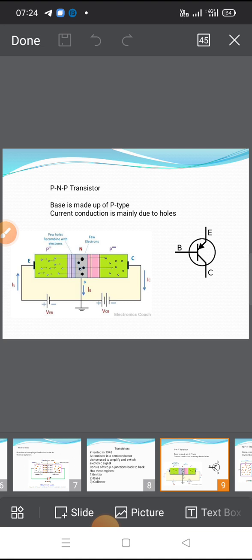Since the collector-base region is reverse biased, the holes arriving at this junction are attracted, and this constitutes the collector current. The emitter current is denoted by IE, the collector current is denoted by IC, and the base current is denoted by IB. It will be found that IC equals alpha IE, where alpha is called the current gain, whose value will be between 0.95 and 0.98. The emitter current is equal to the sum of the collector current and the base current.